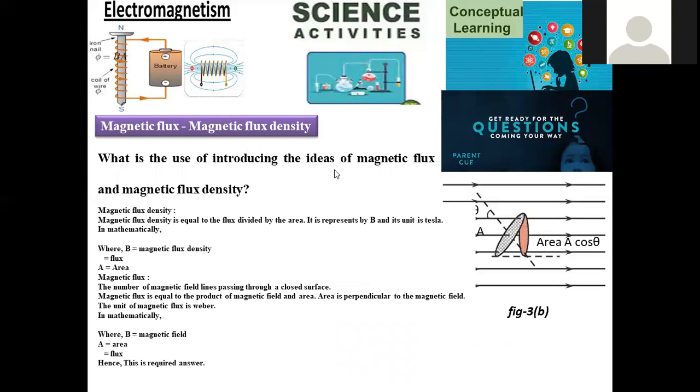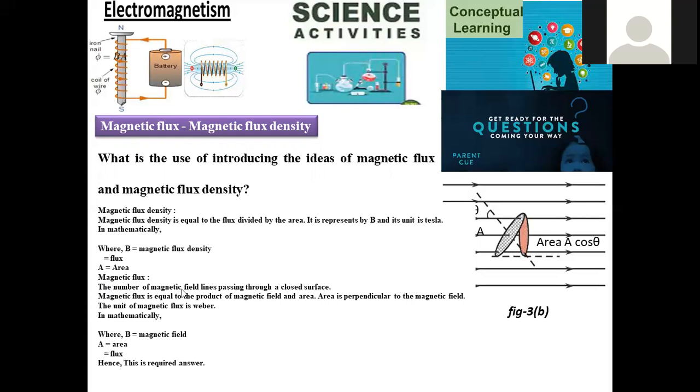Now, what is the use of introducing the idea of magnetic flux and magnetic flux density? What is the main purpose of this? I collected this answer from Doubtnet. Thank you very much for your valuable information. Magnetic flux density is equal to flux divided by the area. It is the ratio, represented by the letter B, and the unit is Tesla. Mathematically, B is the magnetic flux density, given by flux by area, right?